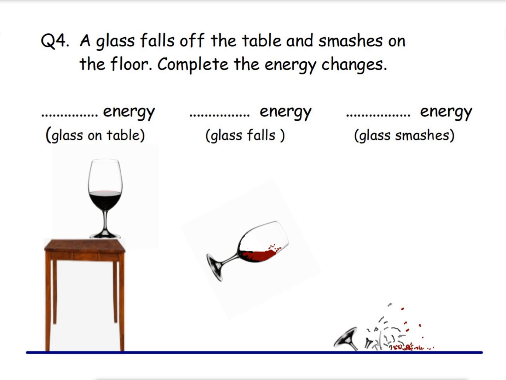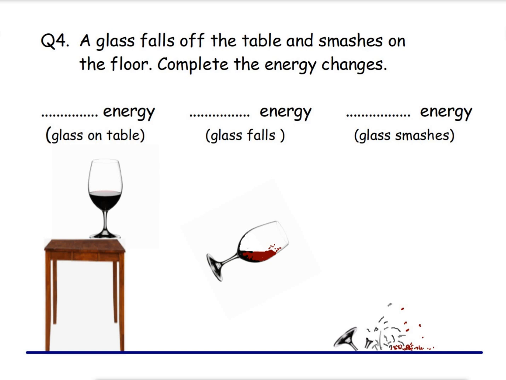So if you have a look at the question, we've got a glass there sitting on a table. So have a think about what energy would the glass have as it's sitting on the table. The glass then falls off the table. What energy does it have as it's falling? And then it eventually smashes on the floor, and the energy then changes into a third type of energy.